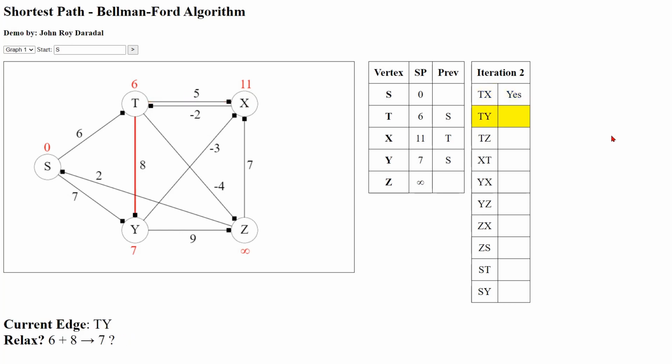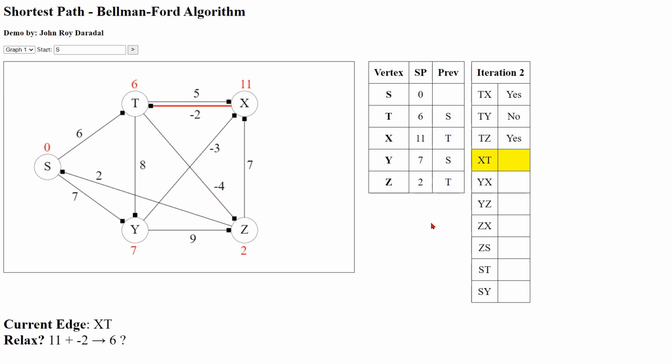How about Ty? Is 14 better than 7? It's not. So we'll keep it as is. How about Tz? 6 minus 4, which is 2, is that better than infinity? Well, it is, right? So we will relax this one. So z will become 2 and previous of t. Okay?